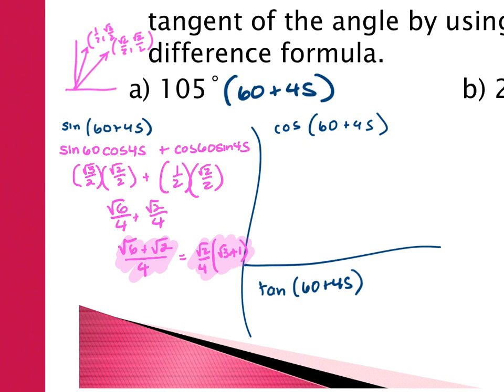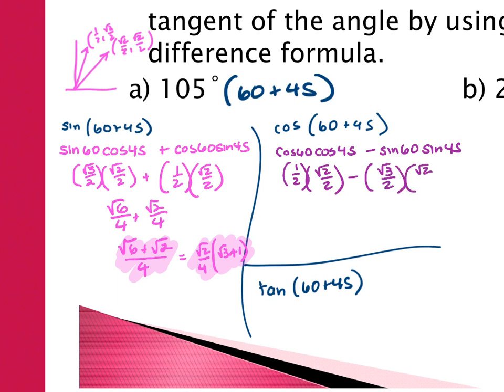Okay, then I go to cosine. So what's the pattern for cosine? Cosine, cosine, sine, sine, change the sign in between, right? So this would be cosine 60, cosine 45, minus sine 60, sine 45. Cosine at 60, 1/2. Cosine at 45, root 2 over 2. Sine at 60, root 3 over 2. Sine at 45, root 2 over 2.